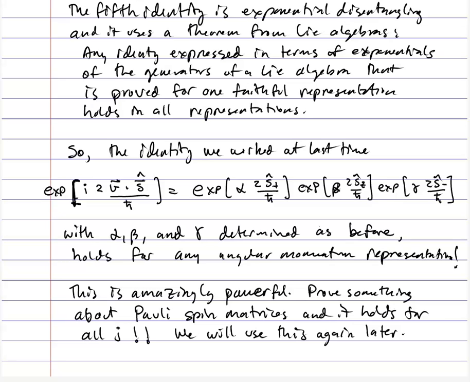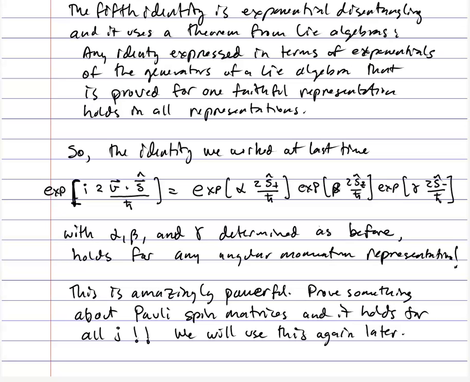This is really amazingly powerful. We just proved something about Pauli spin matrices by doing factorization of Pauli spin matrices and using the fact that the exponential of Pauli spin matrices can be exactly computed. And it then holds for all possible operators that satisfy the angular momentum commutator relations. We're going to use this again many times in the class.